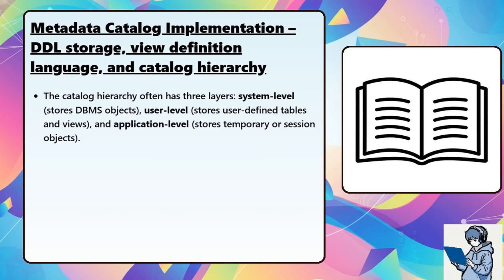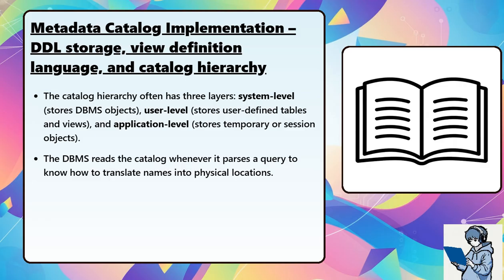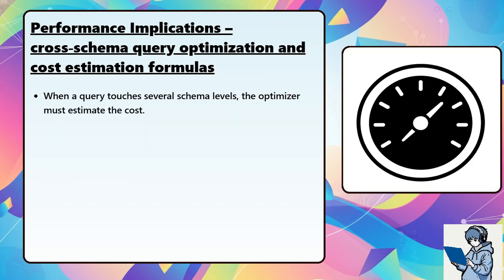The catalog hierarchy often has 3 layers. System level stores DBMS objects, user level stores user-defined tables and views, and application level stores temporary or session objects. The DBMS reads the catalog whenever it parses a query to know how to translate names into physical locations. When a query touches several schema levels, the optimizer must estimate the cost.